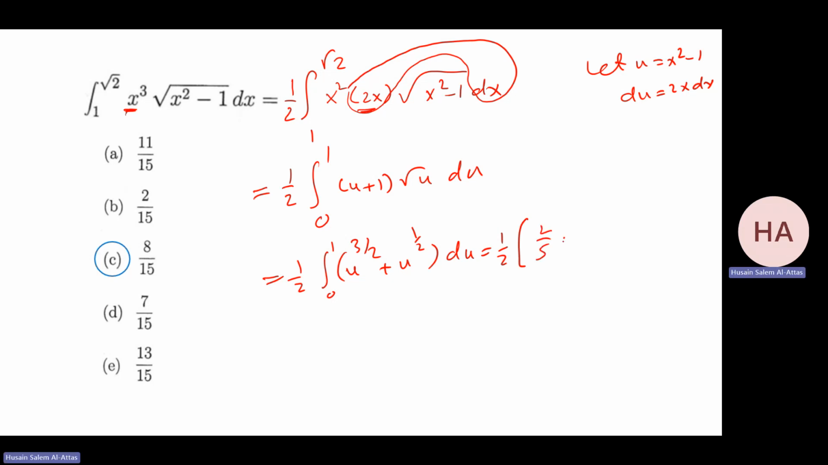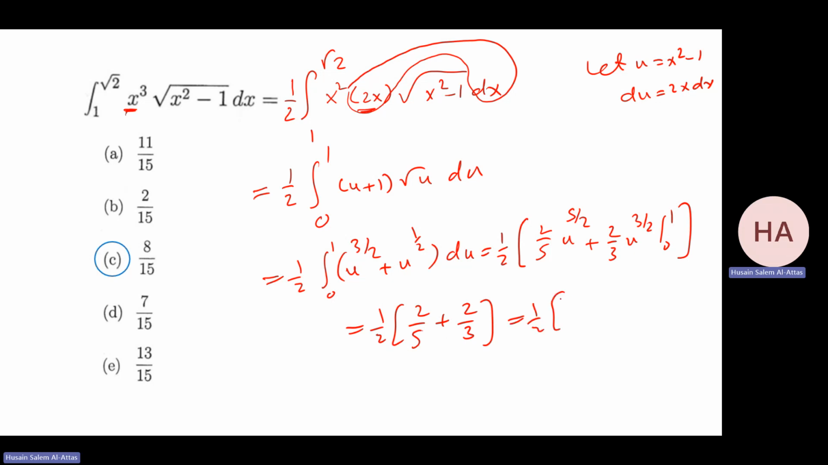Yeah, that will be 2 over 5 u to the power 5 over 2 plus 2 over 3 u to the power 3 over 2 from 0 to 1. Half times 2 over 5 plus 2 over 3. That will be half times 6 plus 10 over 15. Yeah, 16 over 15. That will be 8 over 15, which is this one. Okay.